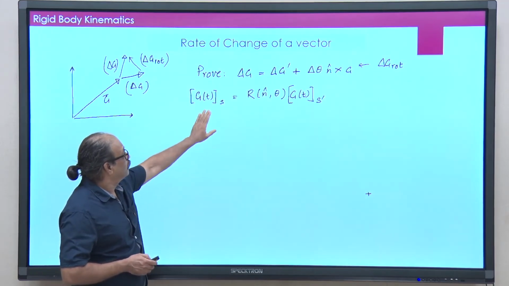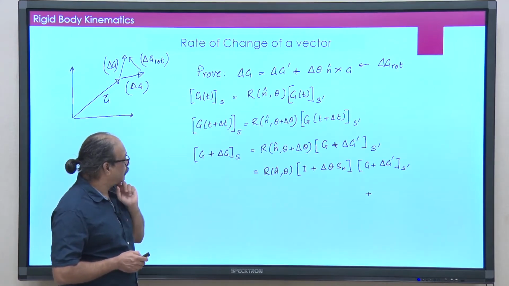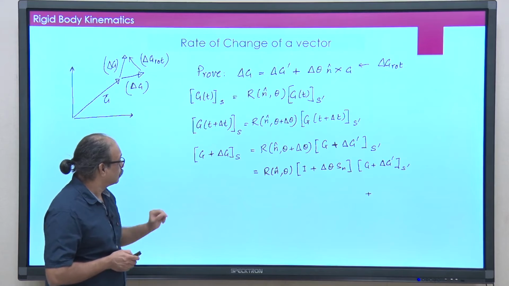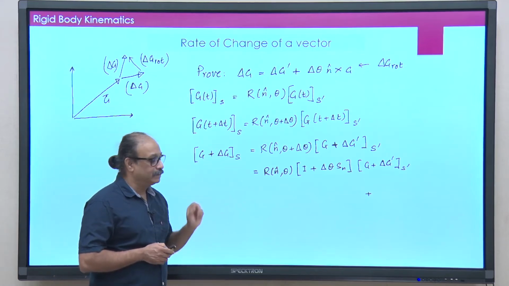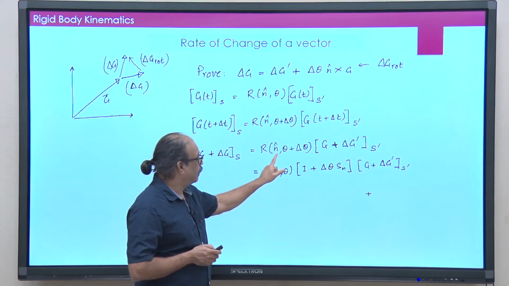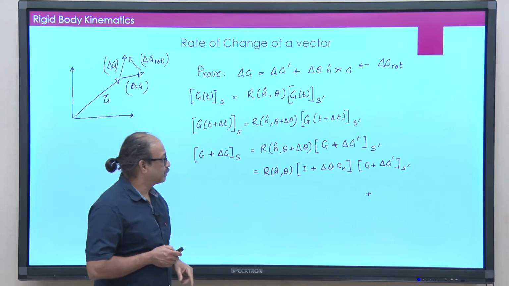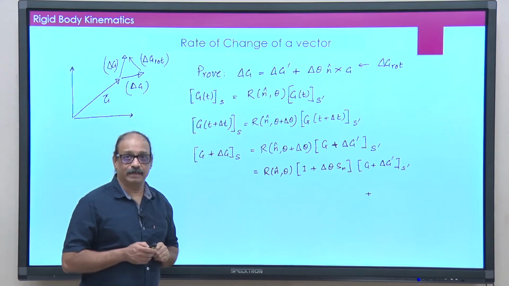So, G t seen from S, this is this one, and this is where I want to make the substitution. So, G plus delta G seen by S will be R n cap theta plus delta theta, and G plus delta G prime seen by S prime.